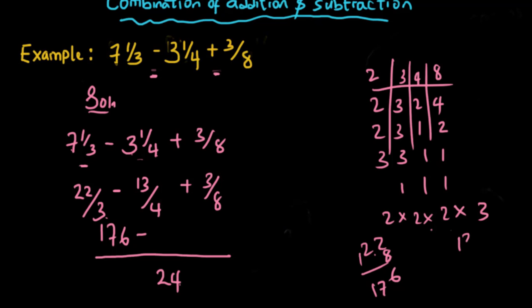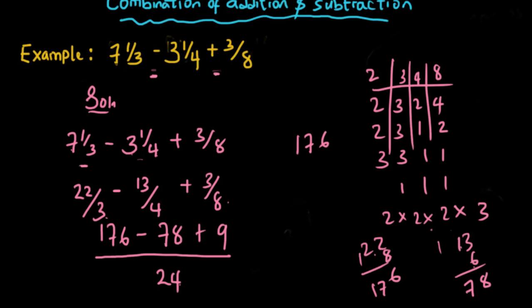Minus 24 divided by 4 is 6. 6 times 13. We have 6 times 3 is 18. 8 carry 1. 6 times 1 is 6. Plus 1 is 7. So we have 78. Plus 24 divided by 8 is 3. 3 times 3 is 9. So we have 176 minus 78 plus 9.